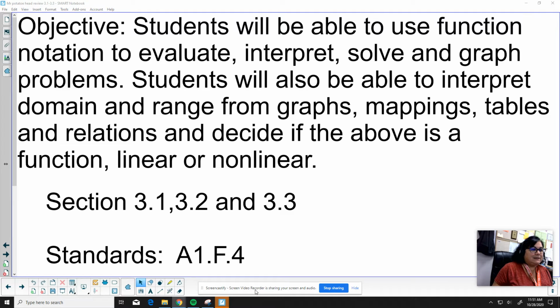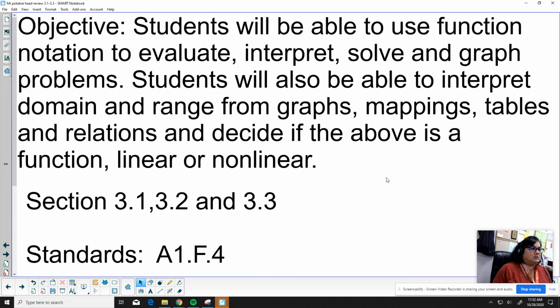Hi, it's Mrs. Tellas. We're going to go through this Mr. Potato Head review for sections 3.1, 3.2, and 3.3 to get ready for our quiz.